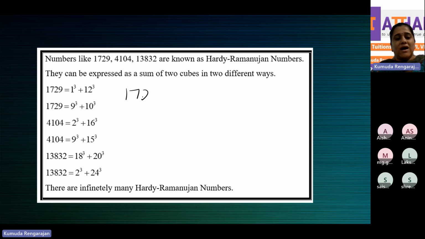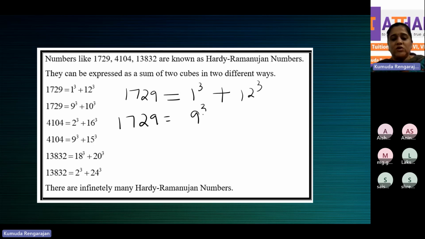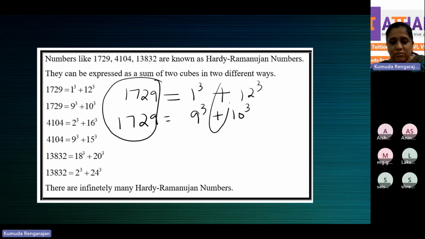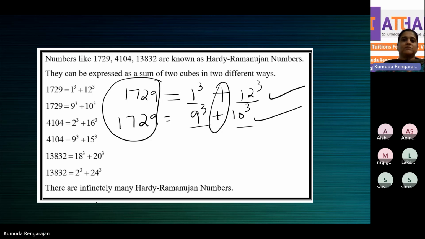1729 is called a Hardy-Ramanujan number because it can be expressed as a sum of two cubes. 1 cubed and 12 cubed will give you 1729. Also, 1729 can be expressed as 9 cubed plus 10 cubed. You find the result, it's 1729. So this number is called a Hardy-Ramanujan number because it can be expressed as a sum of two cubes in two different ways. This is one way, this is the other way.